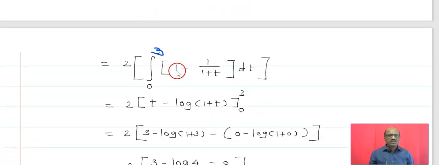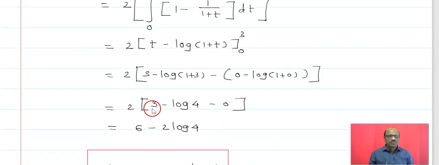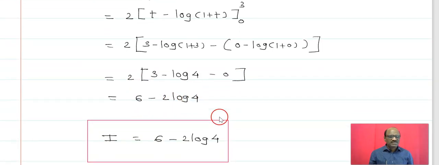Bracket complete. Now what is the integral of this? The integral is t minus log of 1 plus t, with lower limit 0 and upper limit 3. Now substitute upper limit minus lower limit. The upper limit gives 3 minus log of 1 plus 3, minus 0 minus log of 1 plus 0. Therefore, you will get 2 times, in brackets, 3 minus log of 4, and the lower limit gives 0. That is 2 into 3, which is 6, minus 2 log of 4, and this is the answer.